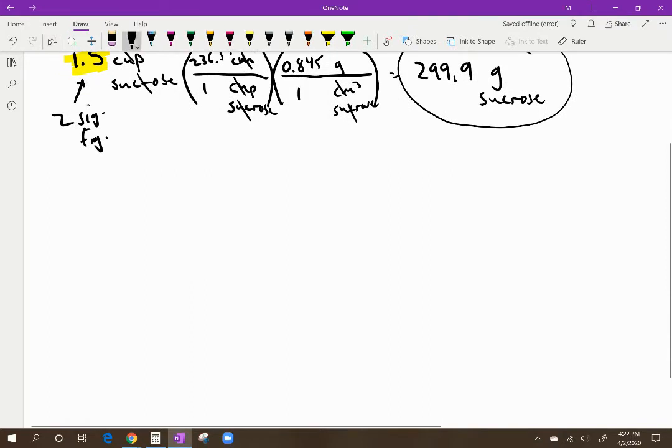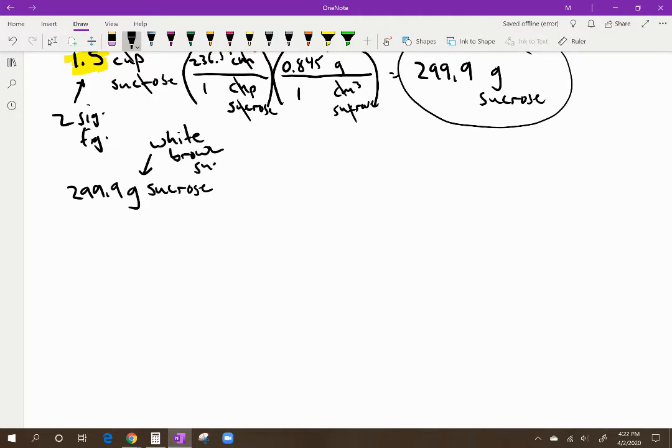So if we start with 299.9 grams of sucrose, and that's just the sugar that is put into the recipe, but there's some more sugar that's not from the white sugar or the brown sugar. This is from the white sugar and the brown sugar, right? But we put in chocolate chips too.